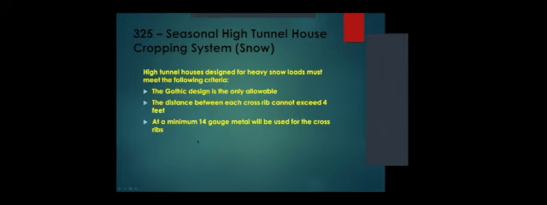All right. It's important to note that in putting a high tunnel in Arkansas, if you're designing one for heavy snow loads, you must put in a Gothic design. It's the only one they allow. It's important that the distance between each cross rib cannot exceed 4 feet, and that the metal cannot be less than 14 gauge on the cross ribs.